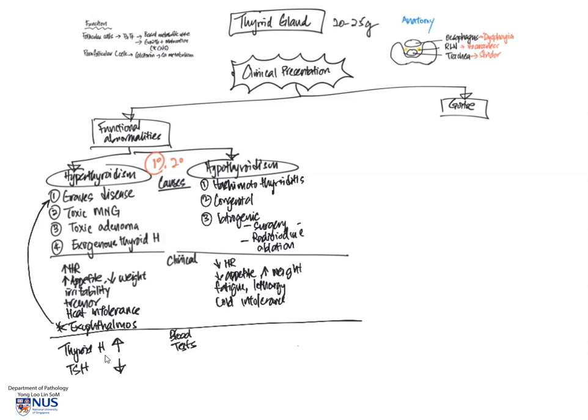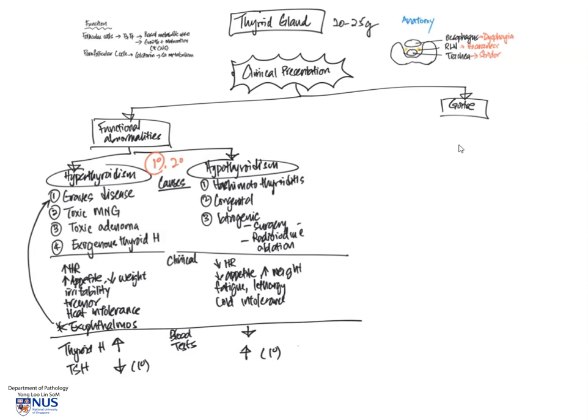Now, in terms of the blood tests, again, you would expect the opposite. So, reduced levels of thyroid hormones and increased TSH, because the pituitary gland is now stimulated to produce more TSH. So, again, I want to stress that this is primary hyper and hypothyroidism.